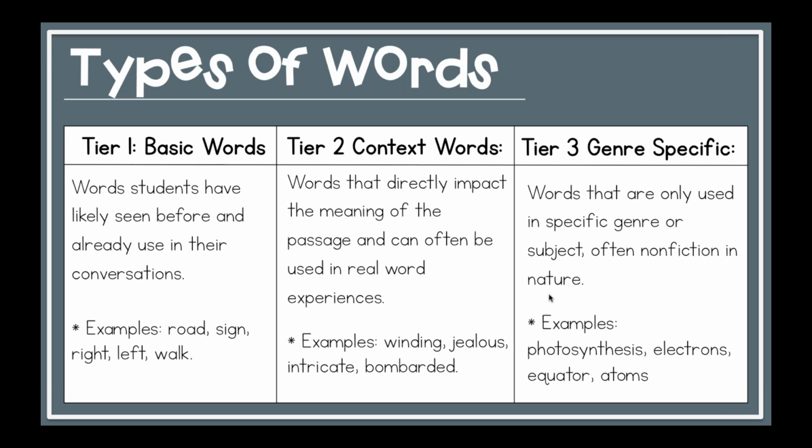It really is just a word used in science, and it has a specific definition for it, like electrons, equator, atoms. Those are all very specific tier 3 words. So all those words in your social studies textbooks and your science textbooks that are bolded, those are tier 3 vocabulary words, and they have specific definitions. So we really focus on tier 1 and tier 2 mostly in vocabulary instruction.